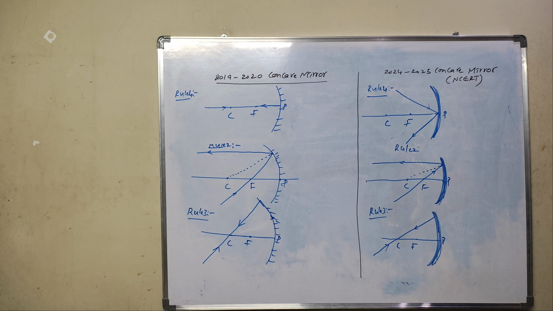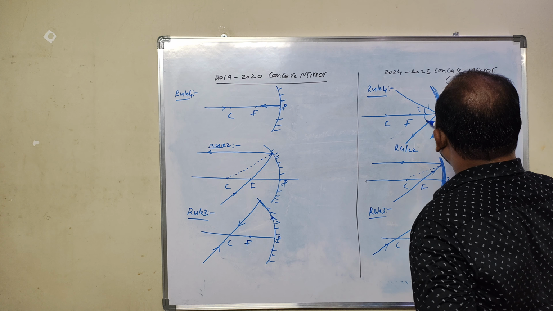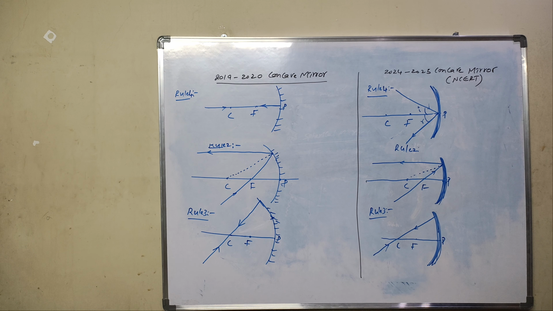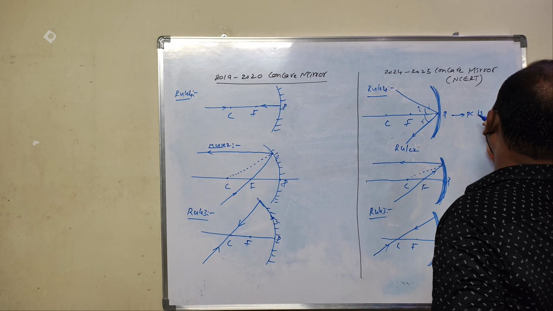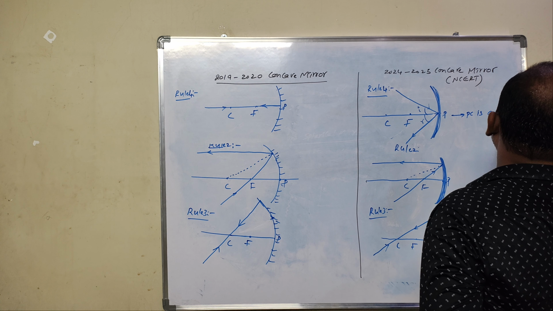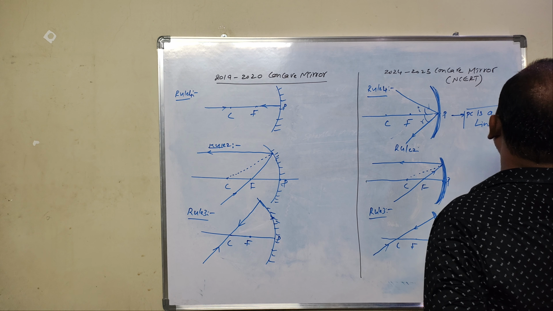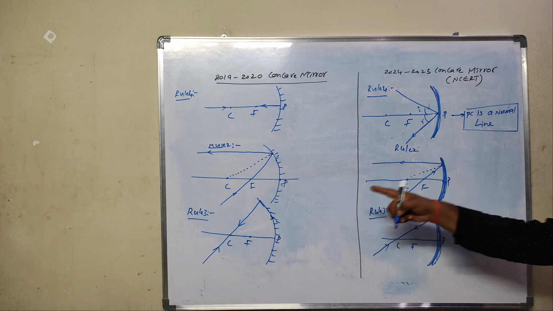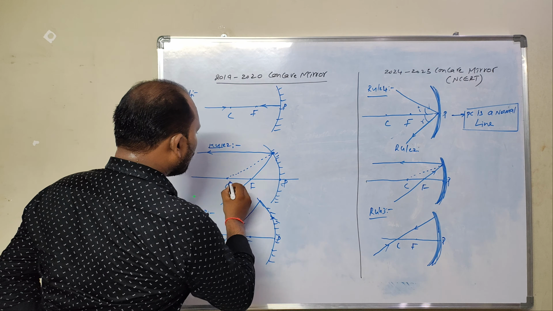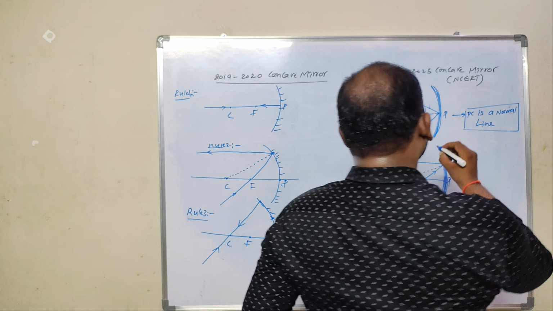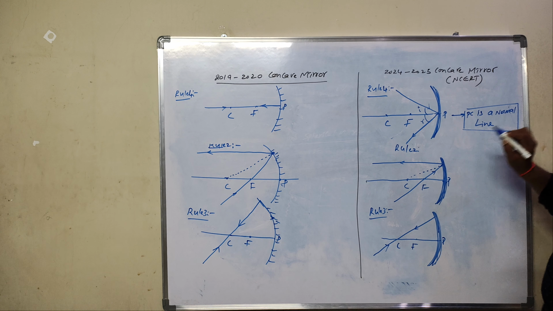Keep in mind, guys, this is the angle of incidence and this is the angle of reflection. What is the normal line? That is very interesting. In this case, PC is the normal line. That is very important. PC now acts as the normal line. From C to the point of incidence, this is the point of incidence and this is the center of curvature. The normal is drawn from point of incidence to center of curvature.